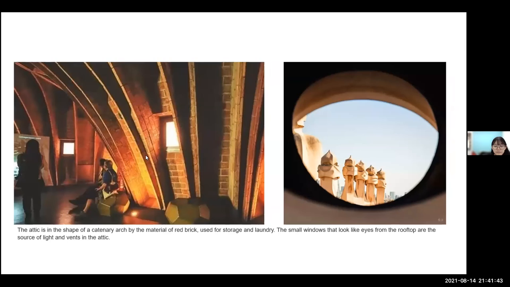The attic is in the shape of a catenary arch made of red brick, and this space is used for storage and laundry. The source of light there depends on the small windows, which we saw in the previous pictures. The small windows look like eyes from the rooftop.